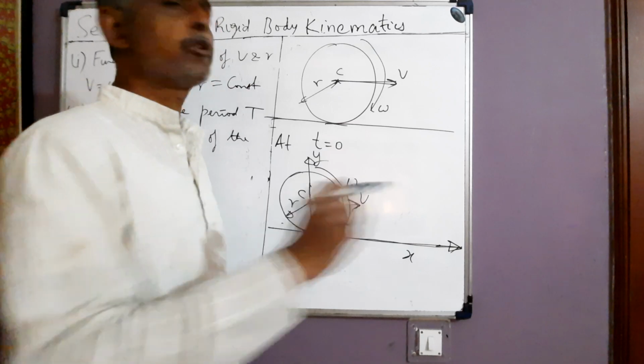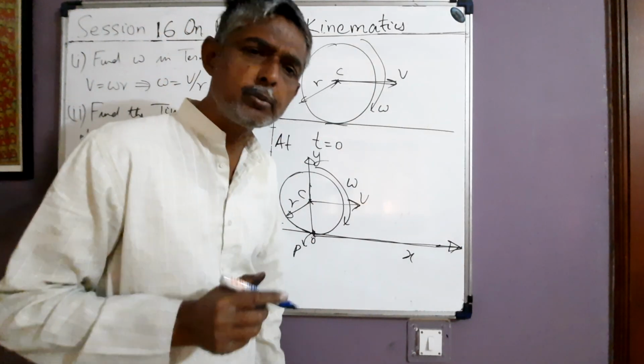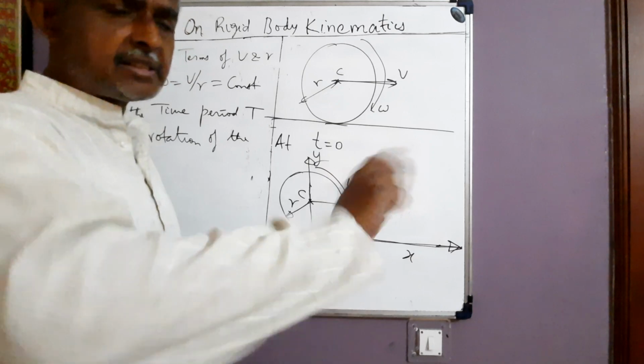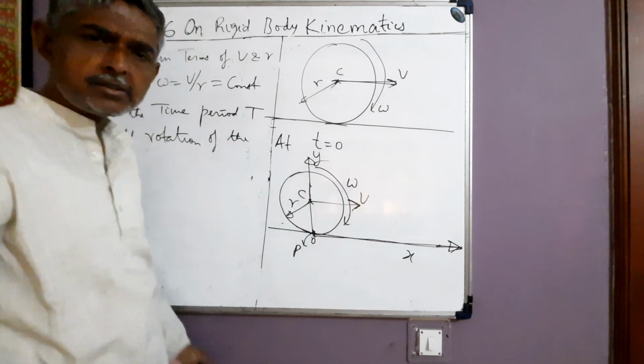Suppose omega is, say, 4 radian per second, just for the sake of argument. In 1 second, the drum will rotate through 4 radians. In T seconds, it will rotate through how much? 4T radians.